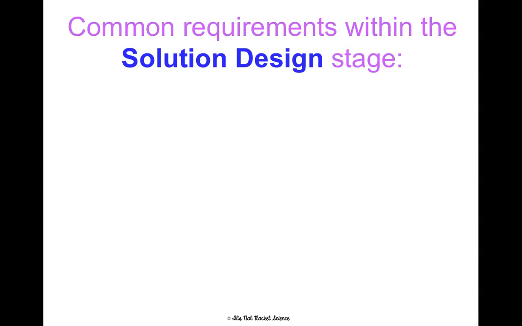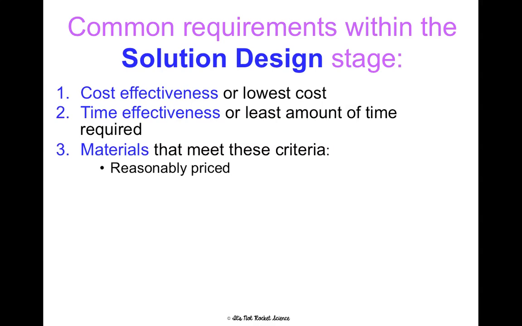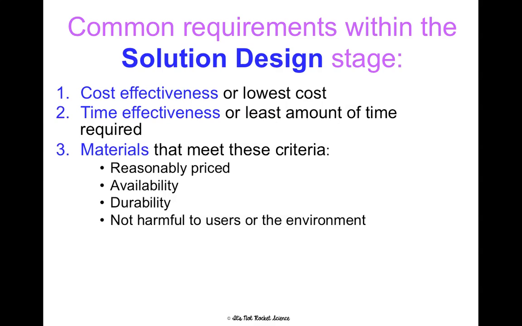During that solution design stage, there are some requirements you need to consider. You need to consider cost effectiveness, or the lowest cost possible, and time effectiveness, or the least amount of time required. If you've got a deadline to get something made, this really matters. And then materials: what is going to be best to make this? Are they reasonably priced materials? Are they available? How durable are they? Are you trying to make something that's going to last a really long time, or do you just care about it being really cheap and durability doesn't matter? You maybe want materials that aren't harmful to users or the environment so that you can advertise that it's environmentally friendly.